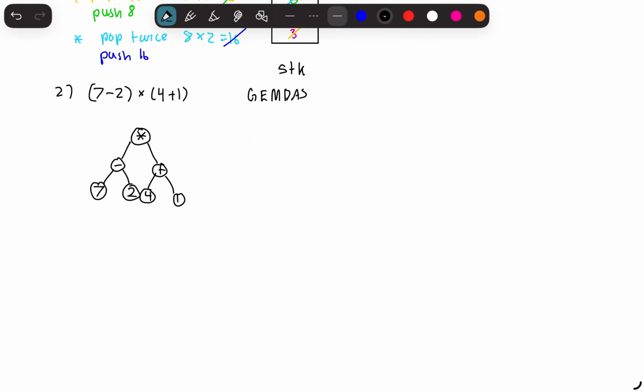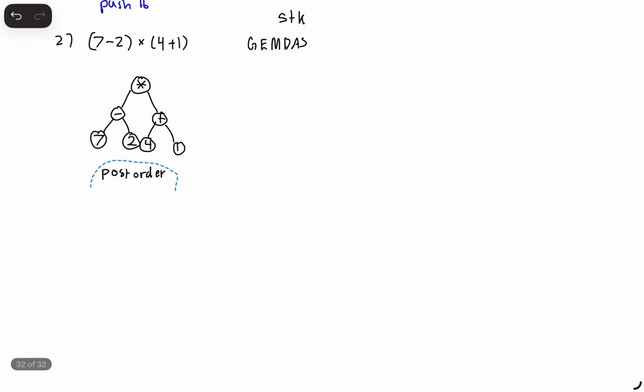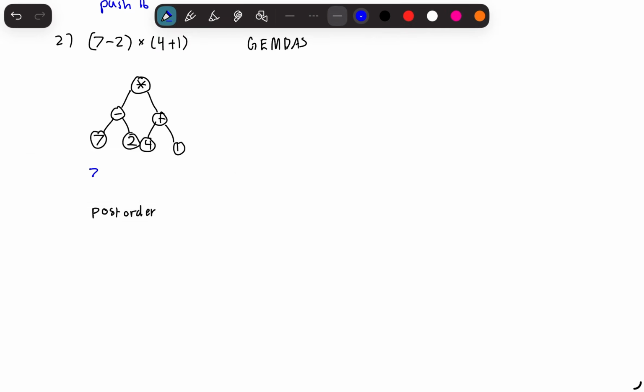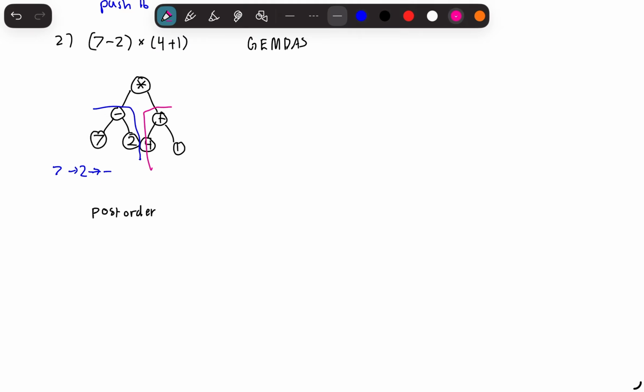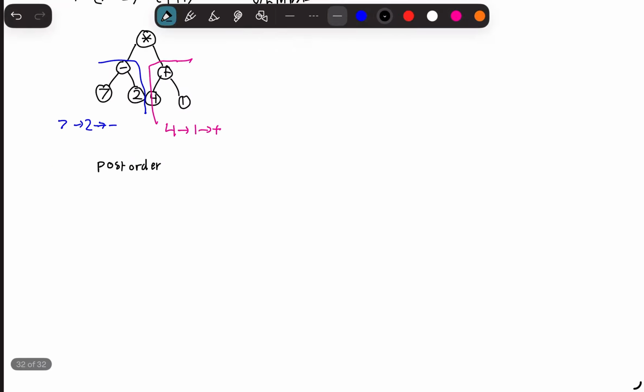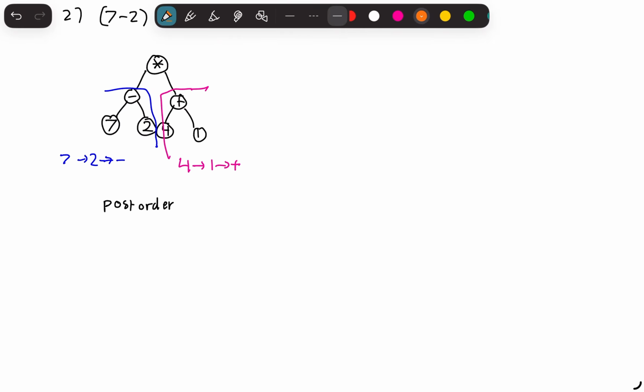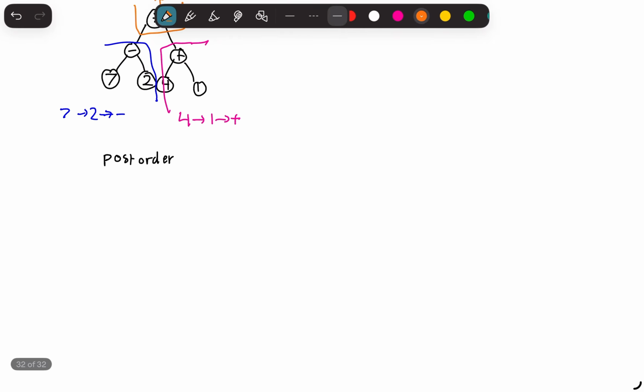So we want to do the post order traversal. On the left subtree, we have 7, 2, minus. And then on the right subtree, we have 4, 1, plus. And then you have the root, times. So your post order sequence is going to be 7, 2, minus, 4, 1, plus, times.